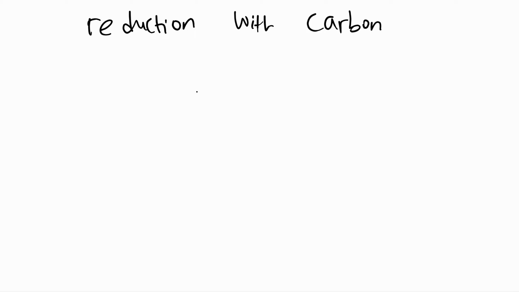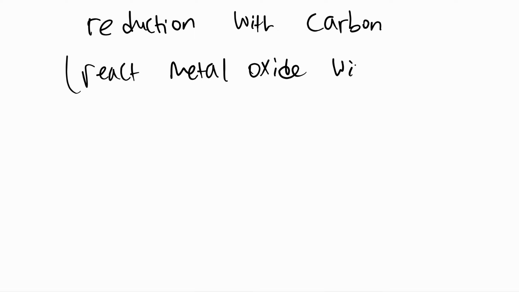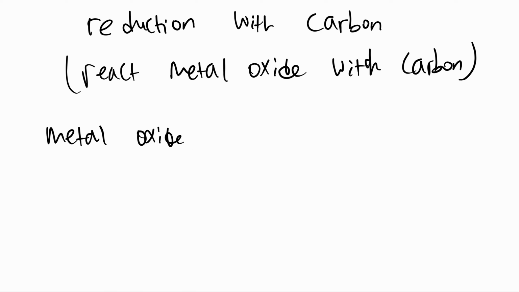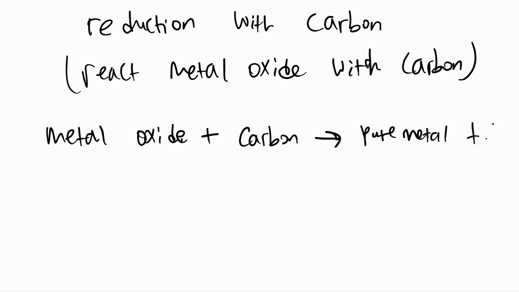So reducing the metal oxides to get pure metals. You react the metal oxide with carbon. Okay? So basically what would happen is, if we write a generic equation for any metal oxide, the metal oxide reacts with the carbon to form pure metal, which we want, and we also get carbon dioxide.